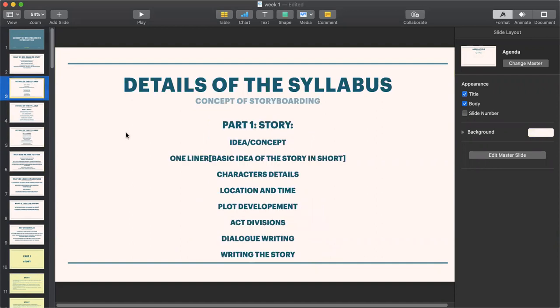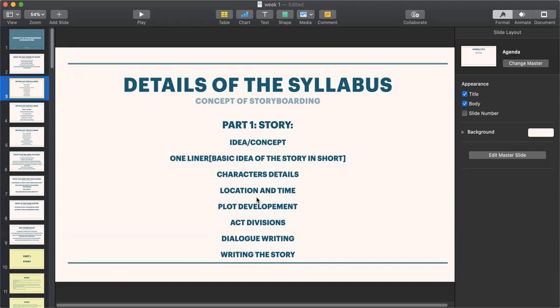For the story, we have learned different aspects of story writing: how to develop the character, how to develop the location, plot development, how to develop the act divisions, dialogue writing, writing the story. We have learned all these things. You have watched a couple of lectures in the last week and on Monday's class.